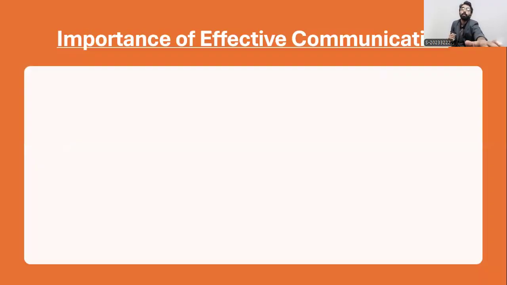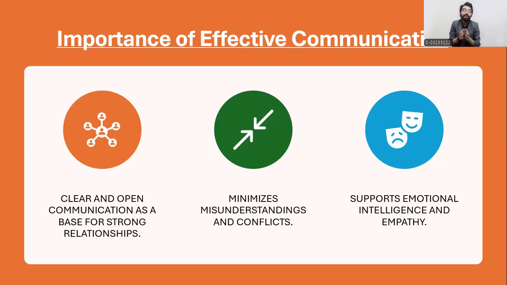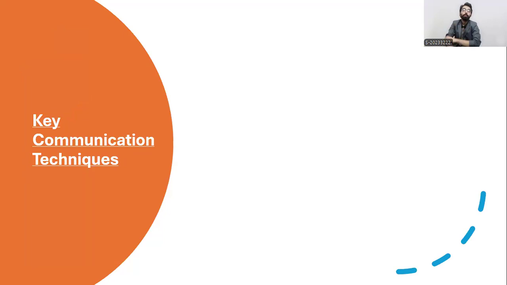What's the importance of effective communication? Clear and open communication acts as a base for strong relationships. If we are able to communicate to the other person what we want from them, and the other person is able to understand what you are demanding from them, then they would be able to work upon it and you'd be able to set up proper expectations. It minimizes misunderstandings and automatically leads to lower conflicts. It supports emotional intelligence and also helps to empathize with the other person, to know what the other person is feeling.